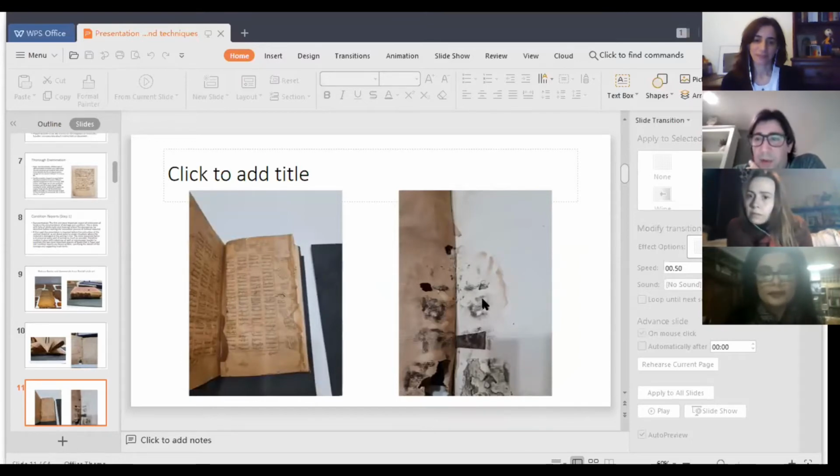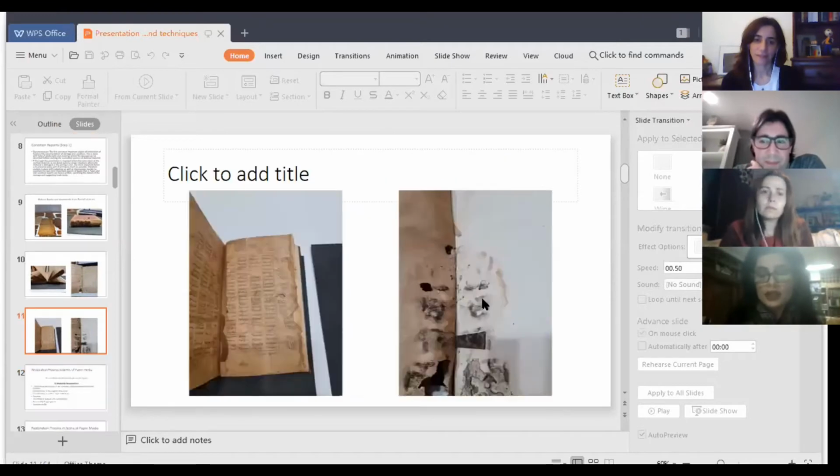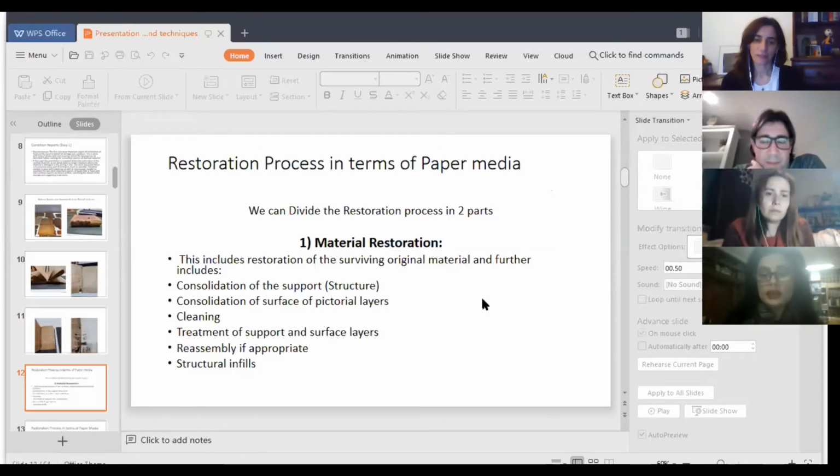Yeah. Erosion, yeah. So when we talk of the approaches and techniques of lacunae, we basically follow two processes. One is the material restoration, and then comes the presentation. In material restoration, we talk of consolidation of the support and the surface layer, of cleaning, of treatment of support and surface layers, reassembly of the lacunae, and structural infills in cases where the lacunae is totally missing or gone.